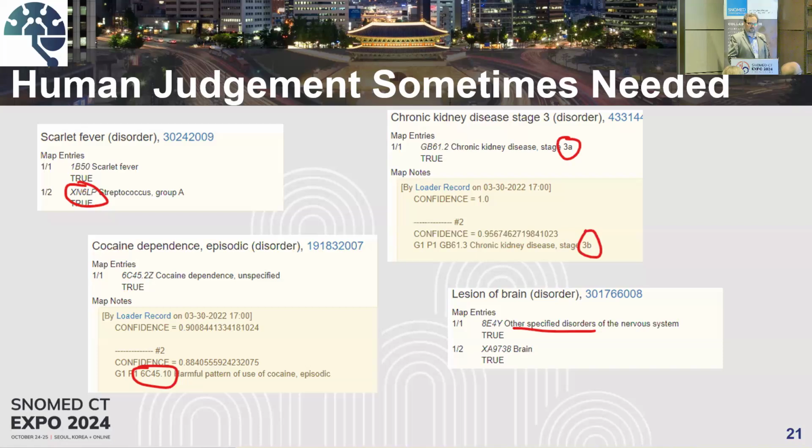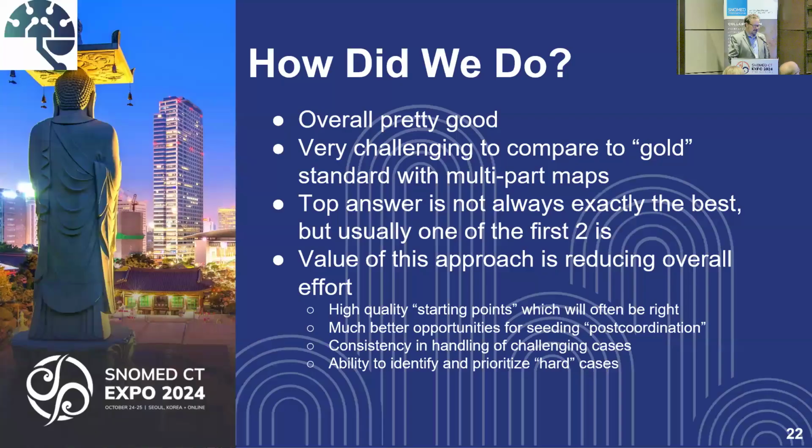This chronic kidney is stage 3, there's stage 3A and stage 3B. So which is it? There's no stage 3. Yeah, so overall, I think it's pretty good.